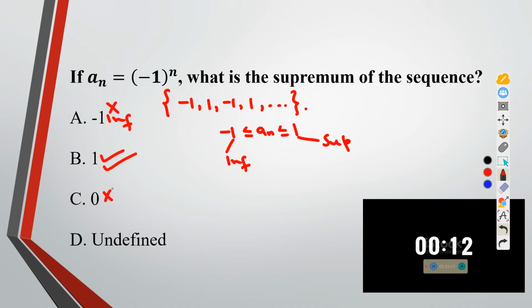0 is neither an upper nor a lower bound, so it has nothing to do with the supremum of this. Undefined is out. So the supremum will be 1. If they ask about the infimum, it will be -1. So that would be the correct option B, which is equal to 1.